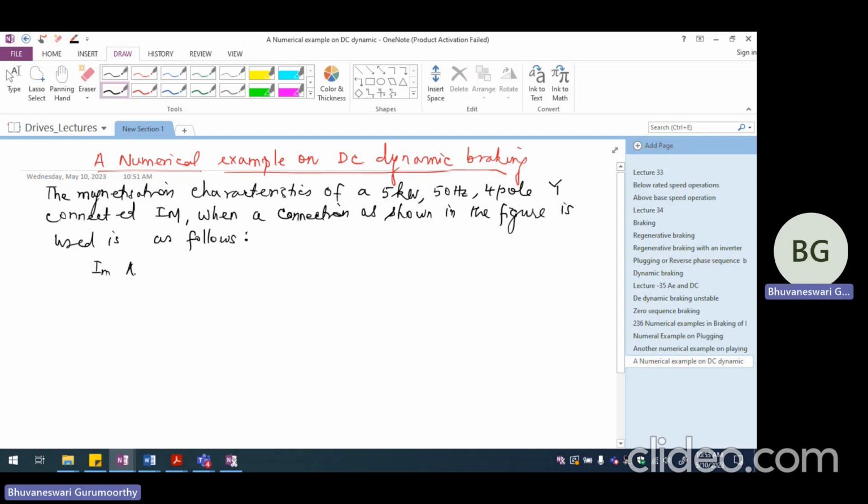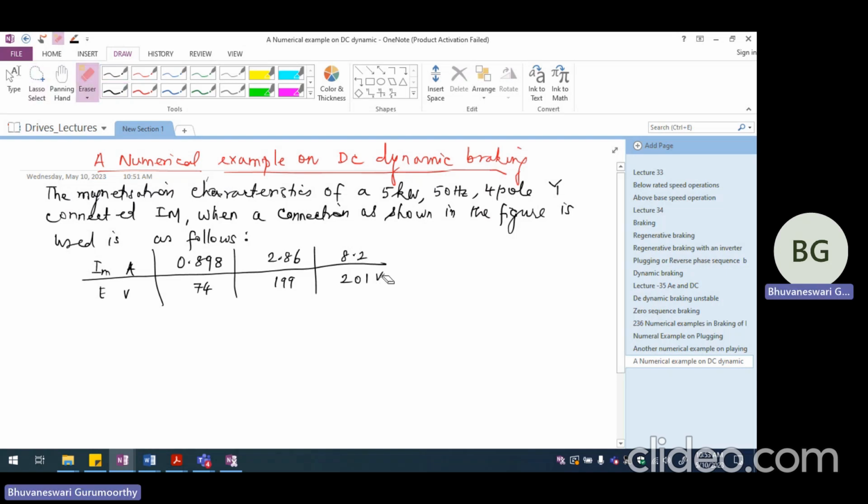Magnetizing current in ampere and induced EMF in volts. So this is 0.898 ampere, 74 volts. This is 2.86 amperes, it is 199 volts. And 8.2 ampere, that is 201 volts. So this is the magnetization characteristics that is given.